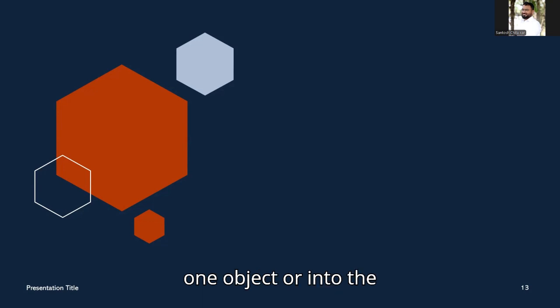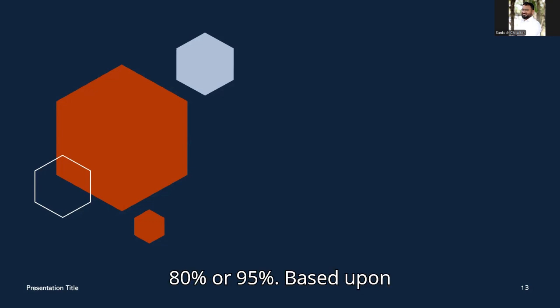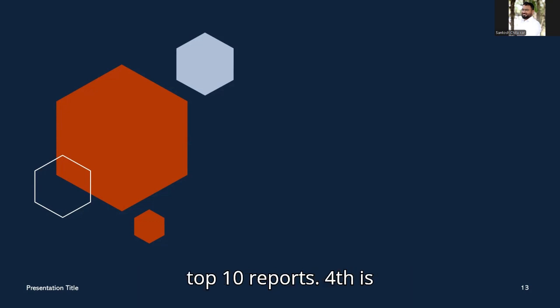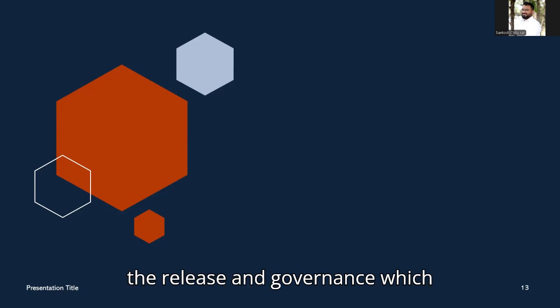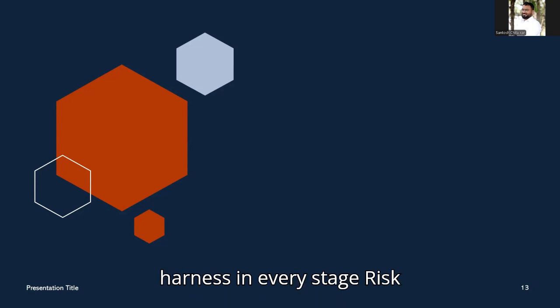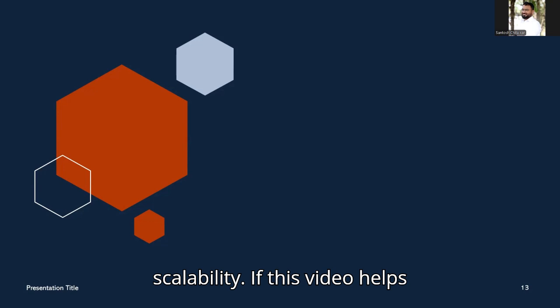object or into the platform event, and based upon that you will log the records if the threshold is near to, let's say, 80% or 95%. Based upon that, you will create a dashboard which will include the top 10 reports. Fourth is the release and governance, which basically monitors the performance harness in every stage, risk review, and deployment checklist. This is how you go from reactive firefighting to proactive scalability.